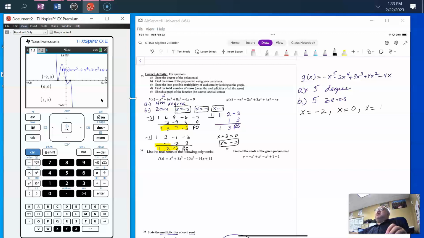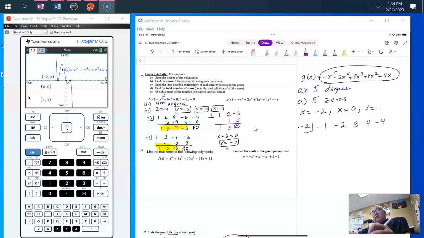So what I'm going to do is use synthetic division. So I have negative 2, it's negative 1, negative 2, 3, 4, negative 4, and 0. It has to be in descending order. We have negative 5, so that's negative 1, negative 2, 3, 4, and then we have x, which is negative 4, and then we have 0. So I'm going to bring down the negative 1.